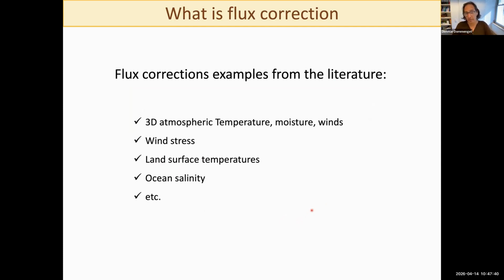Flux corrections are also used in many other situations, not just sea surface temperatures. They are used in 3D atmospheric temperatures, atmospheric moistures, and atmospheric winds. They are used to correct the wind stress, land surface temperatures, ocean salinities, and many other things. So there are many different ways you can correct your model to have a desired or realistic mean state in some variables, and then hopefully this will actually improve your dynamics.